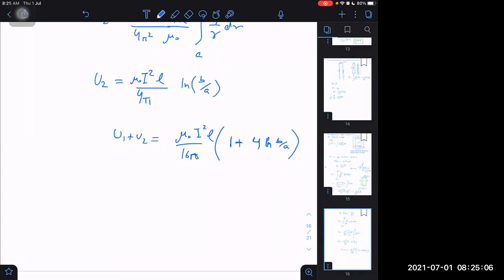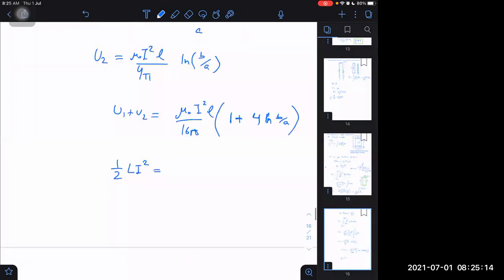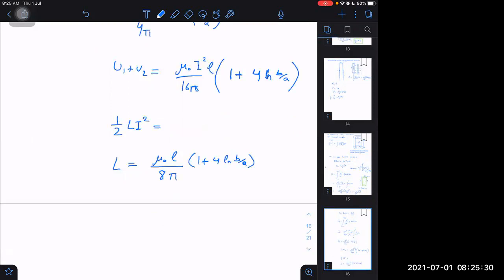And I know total energy I can write as equal to half L I square. What would be then value of L we can calculate from here? L will be equal to mu naught L upon 8 pi into 1 plus 4 of ln b by a. This is self-inductance of that cable.